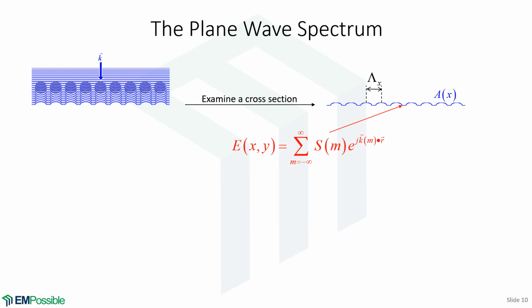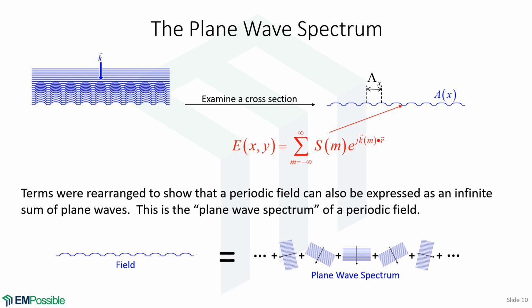So any periodic field can be represented as a bunch of plane waves, all at different angles. And of course we have to have all those plane waves overlap, but if we did that and added them all up, we would get our periodic field back. So that is the plane wave spectrum, and this in one picture is the concept. Anytime we have a periodic field, that's really the exact same thing as a bunch of plane waves at different angles.